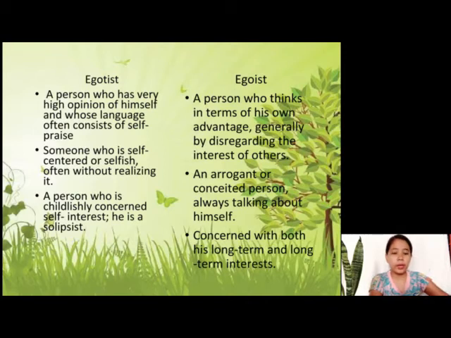Egotist versus egoist. An egotist is a person who has a very high opinion of himself, and whose language often consists of self-praise, while an egoist is a person who thinks in terms of his own advantage, generally by disregarding the interest of others. So the difference between an egotist and an egoist is that the egotist loves himself so much, with his self-praise, he's arrogant about himself. While the egoist is really just self-interested, he puts himself before others.